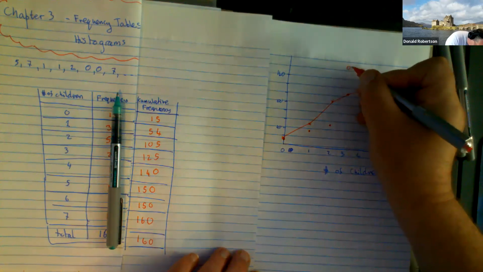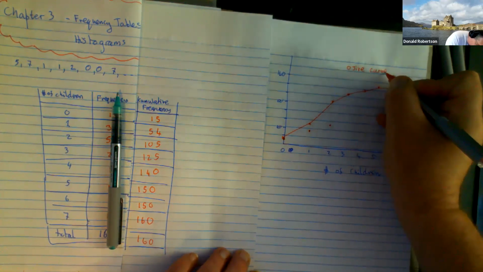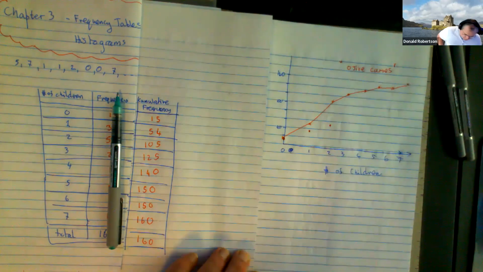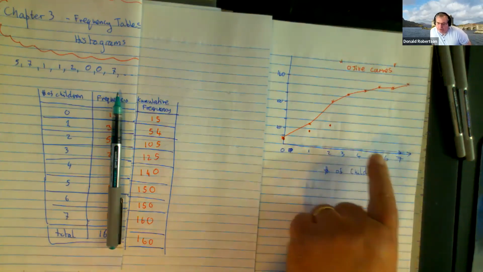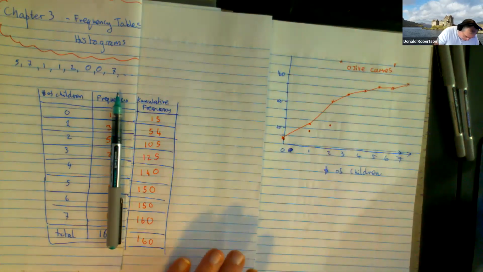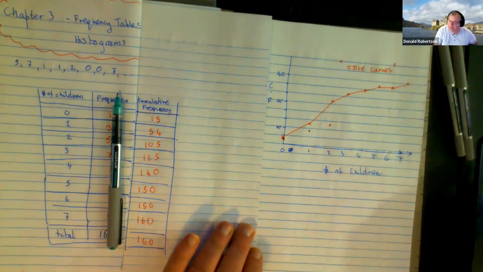These are called Ogive curves. So Ogive curves are cumulative frequency curves, where along the bottom you put the number of children and vertically you put the cumulative frequency values.